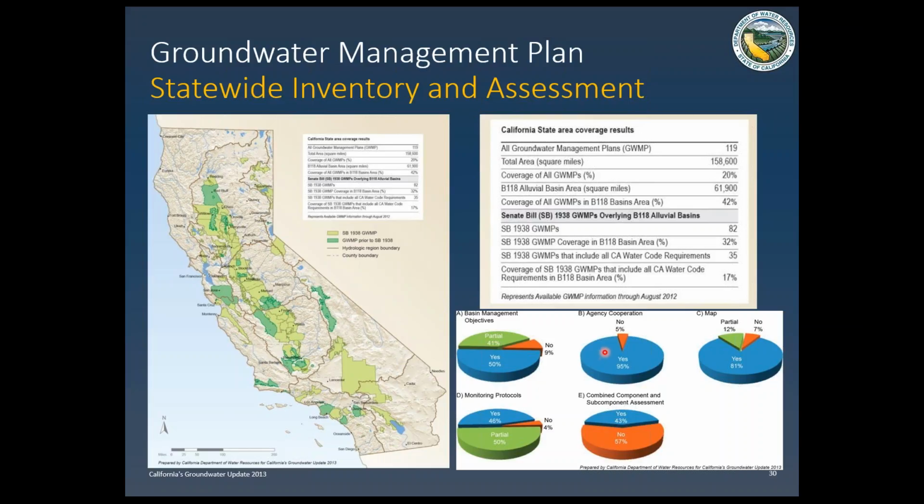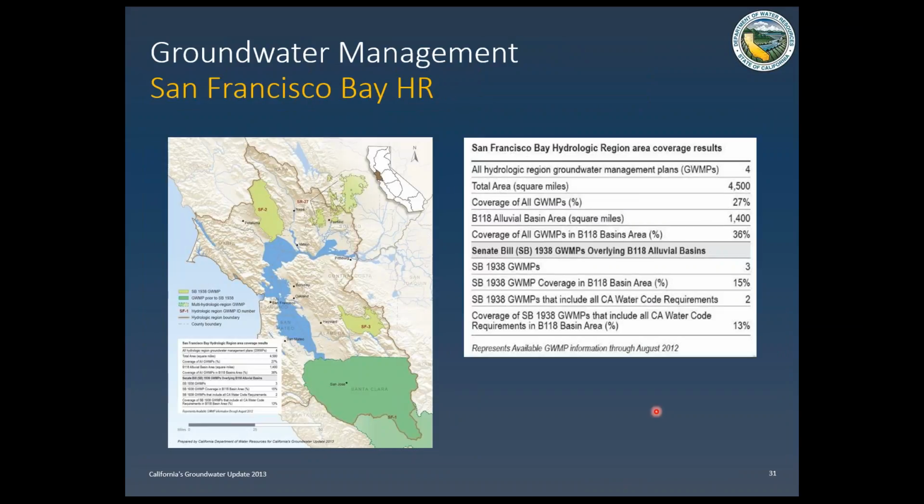Agency cooperation was much more successful. 95% of the plans met the requirement for agency cooperation. And maps, there were 3 components. 81% of them provided all 3 components. Monitoring protocols, which is similar to the basin management objectives, was roughly 50-50. And overall, 57% of the plans did not meet all the components, while 43% did.